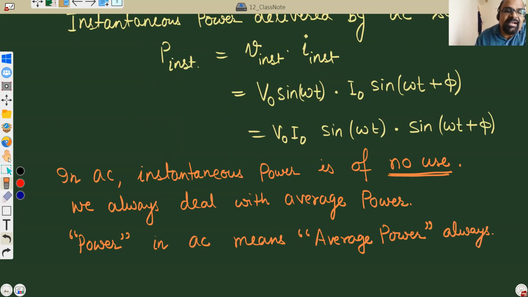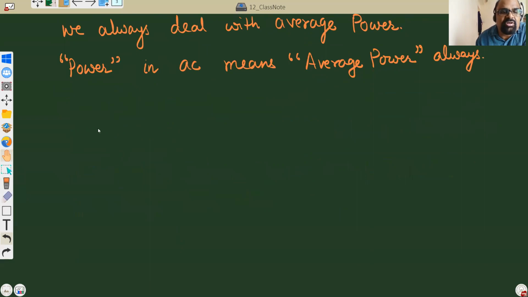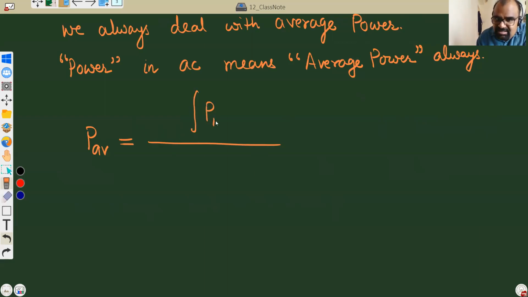Okay. So how to find average power? Well, we already know how to find average power. In fact, we already know how to find average of any function. What is the method? The method is that instantaneous quantity, you integrate it for one time period and divide it by the same interval, you will get the average value of that function. While studying RMS values, we had done lots of calculation like this.